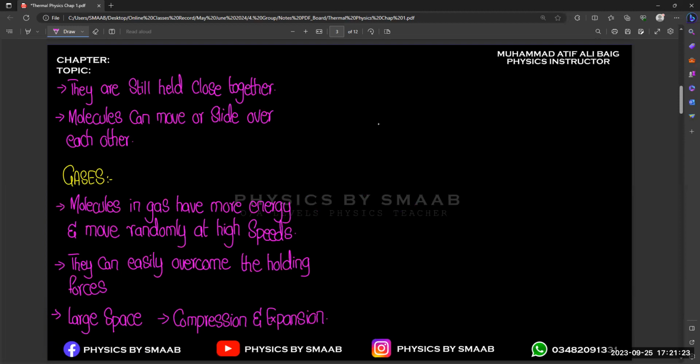So in molecules, we know that when you try to compress the air molecules, basically you are providing some energy to the molecules, or when you are expanding the container, your volume is increasing and your pressure is decreasing. So all these things we have some basic idea about.